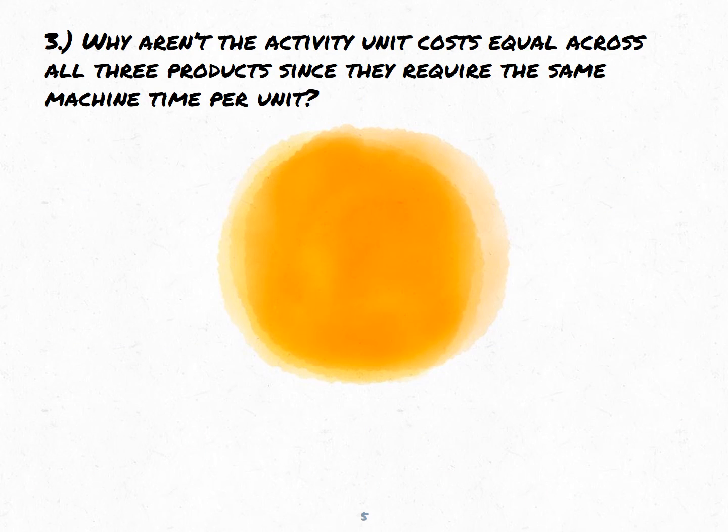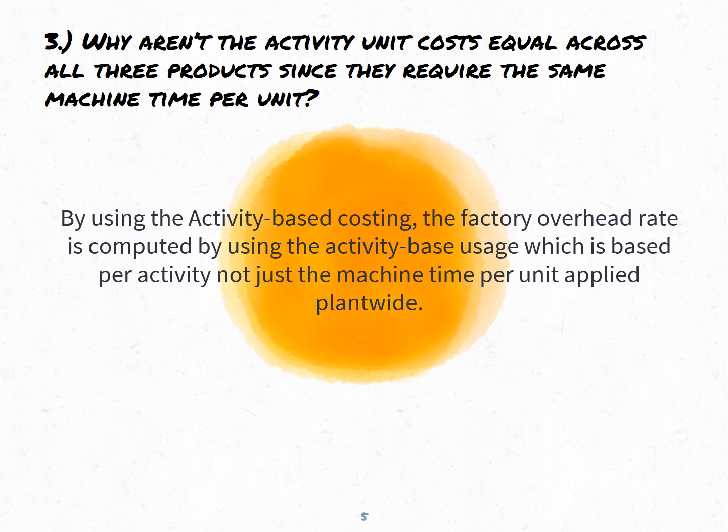Requirement number 3. Why aren't the activity unit costs equal across all three products since they require the same machine time per unit? Answer: by using activity-based costing, the factory overhead rate is computed by using the activity-based usage, which is based per activity and not just the machine time per unit applied plant-wide.